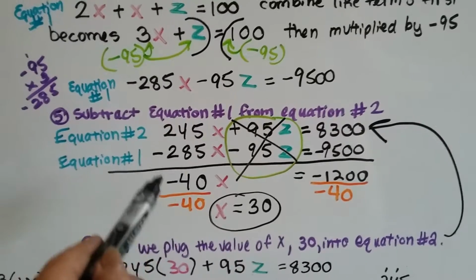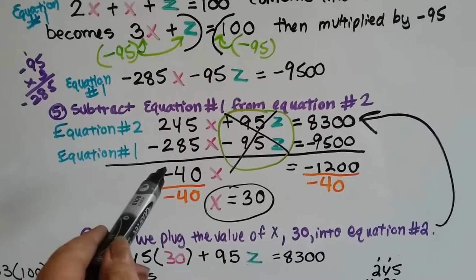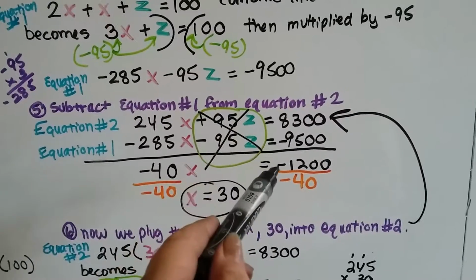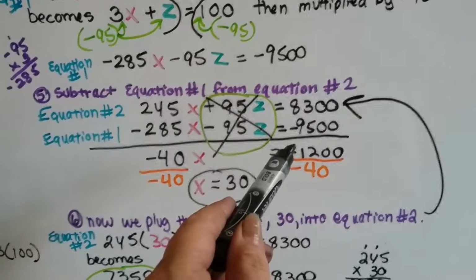Well, that's bigger, so that's going to put us into the negatives, isn't it? Because 245 wasn't big enough. So now that's negative 40x equals negative 1200. Because 83 wasn't big enough, it put us into the negatives.